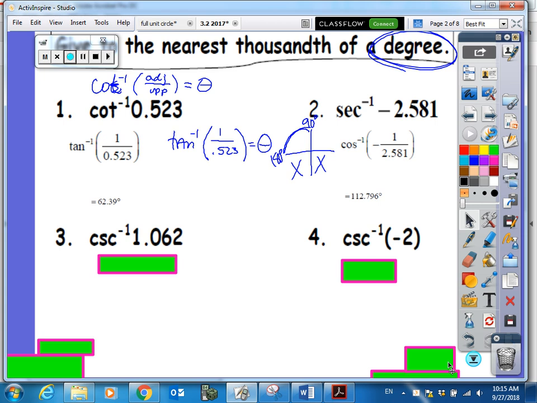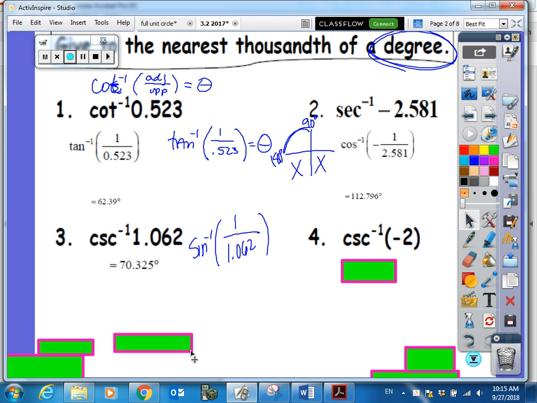And then the inverse cosecant, so that would be, we would type in secant sine of 1 over 1.062. And again, we're in degrees, 70.325 degrees. If you get something like 0.637 degrees, most likely you're in the wrong mode. So check your mode on these.